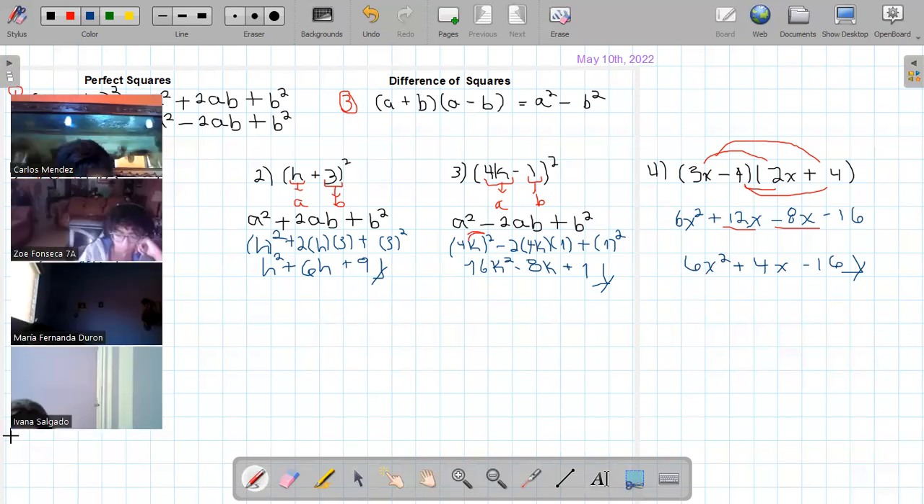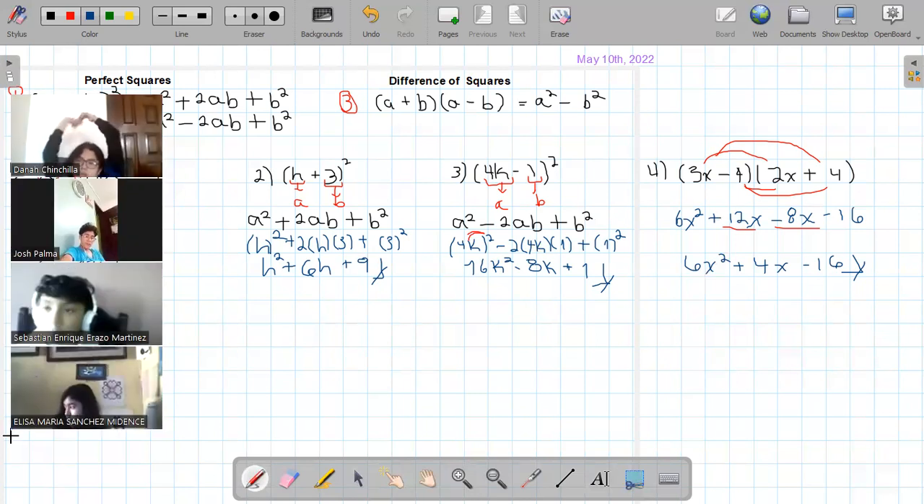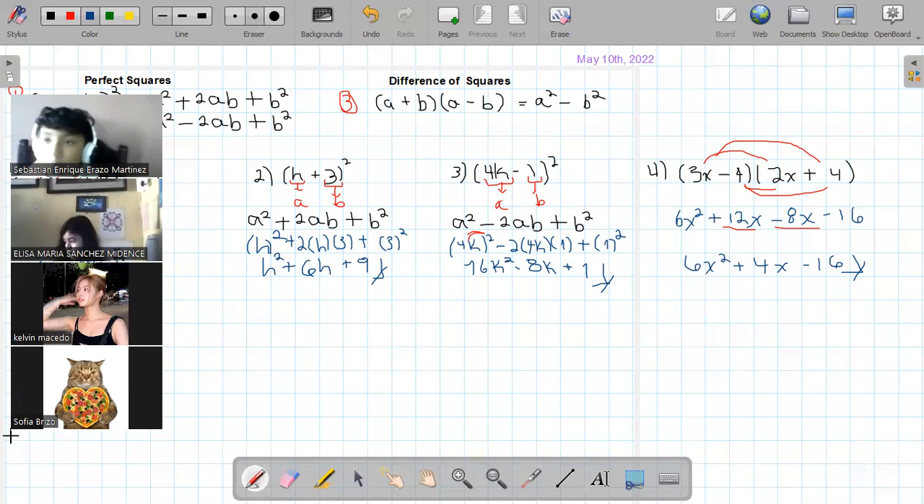Exactly. So just to recap what Alfred said, we are going to use FOIL when we have two parentheses and both binomials are different. They have different monomials. 3x is a different monomial from 2x, even though 4 is equal to 4. But we have different binomials. It is not the same thing, 3x minus 4 as 2x plus 4.